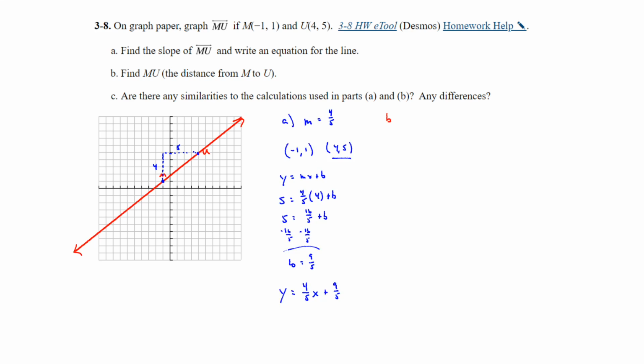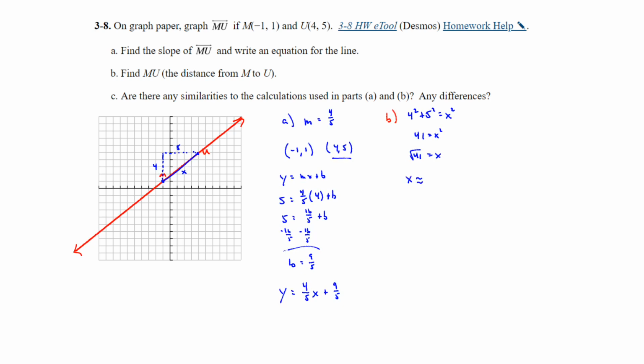Alright, on part B, it wants us to find the distance, or find the measure of MU, and so that means find that distance. Well, if we're looking for this distance right here, we've created a right triangle in terms of the slope, so let's go ahead and use Pythagorean theorem to figure out what that distance is. So 4 squared plus 5 squared, I'm just going to call it x squared. So that's 16 and 25. So 41 is equal to x squared. And then you can take the square root of 41 to get that value of x.